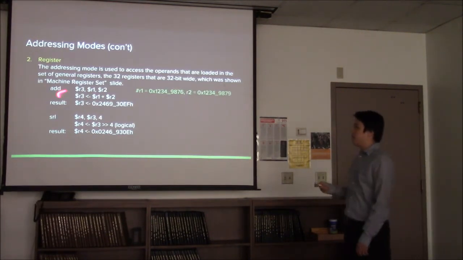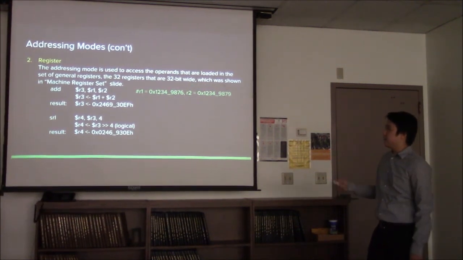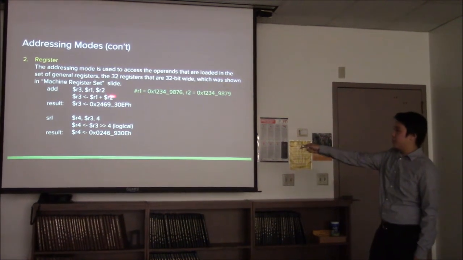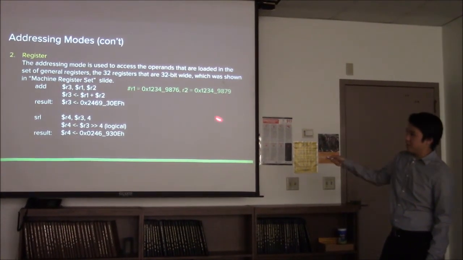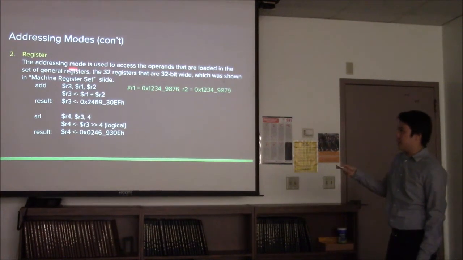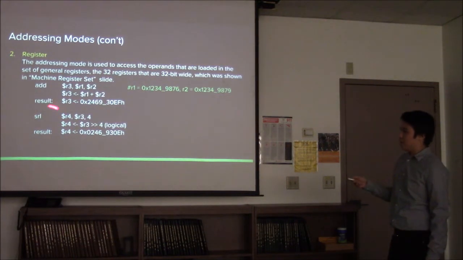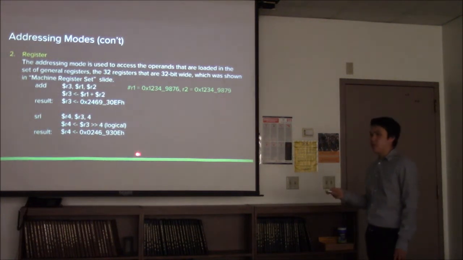Next, we have register mode, where we're directly accessing data from a register. And you can see here, with the R1 and R2 from the last example, we just access those directly and load them into R3, and that results in that. And we use these kinds of addressing modes when it comes to arithmetic operations like add, subtract, or logical operations like shift right and shift left.